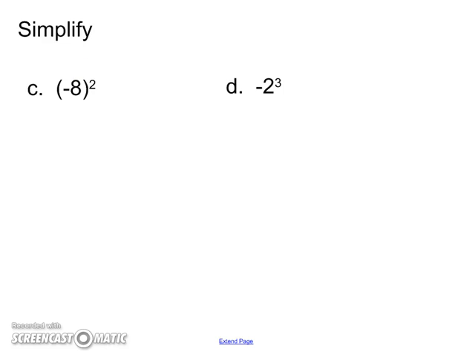All right, moving on. Negative 8 to the 2nd power means negative 8 times negative 8. Okay, 8 times 8 is 64. A negative times a negative is positive. Positive 64.